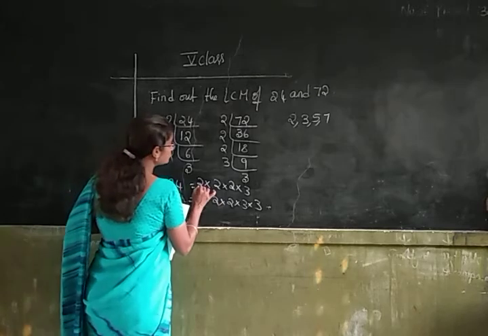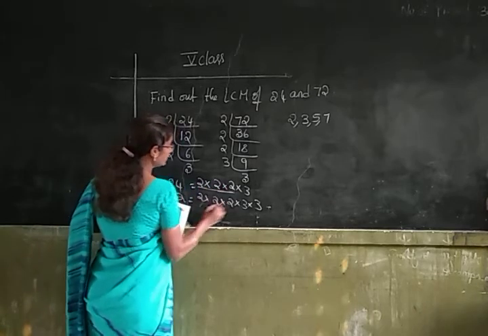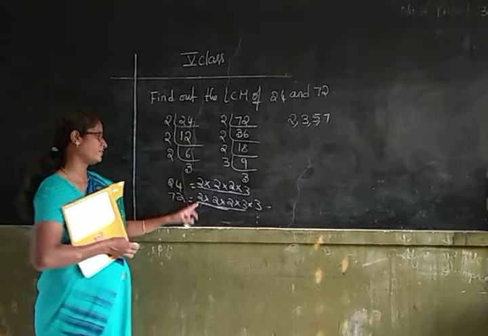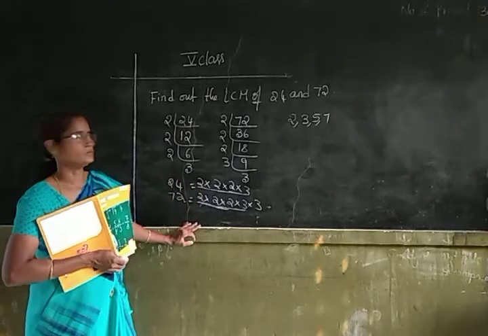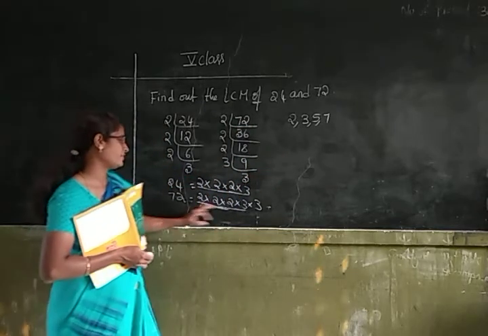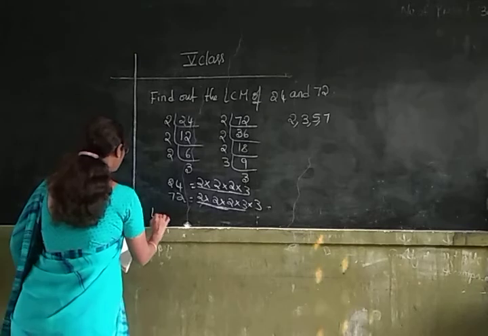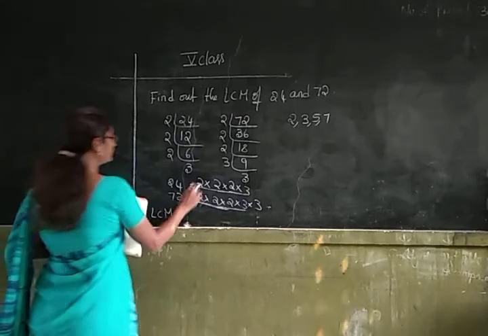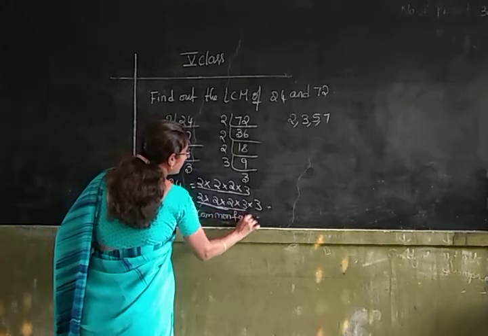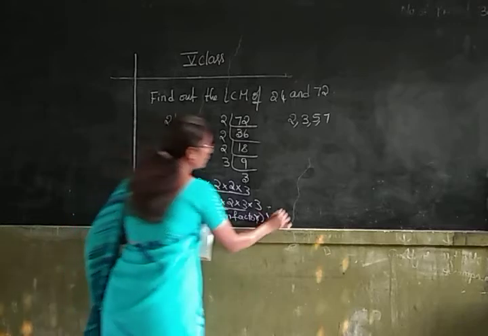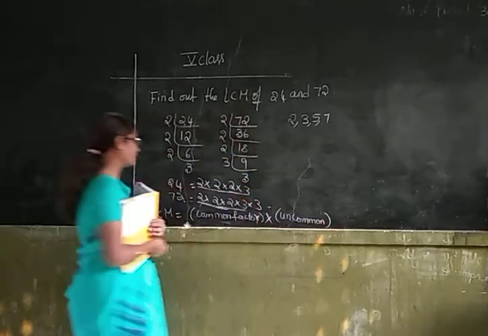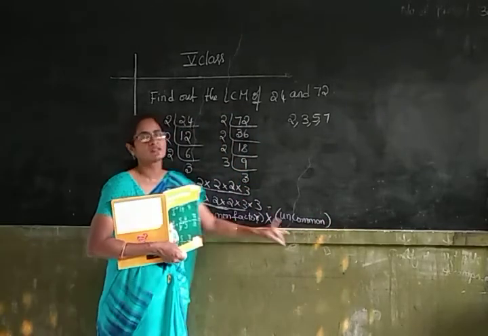So here also there are three 2's and a 3. These are the common factors for 24 and 72. Okay children, first we have to find out the prime factors. After that we have to find out the common factors. So we get the LCM by multiplying the common factors with uncommon factors.